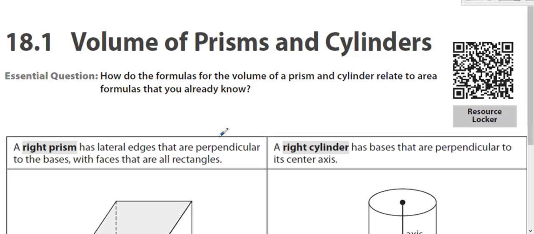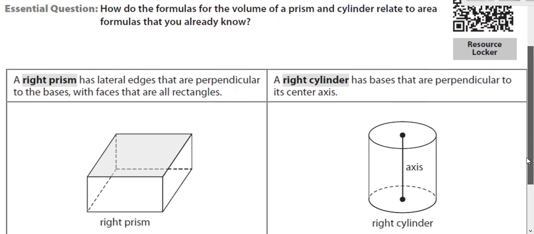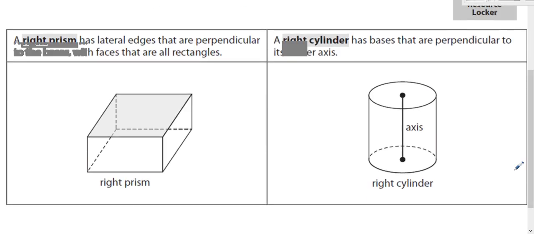So a prism, a right prism is what we're going to look at first, and a right cylinder just means that it's perpendicular to the base. It's got right angles. If you look up from the ground, the base of it, the sides all form right angles. That's why it's called a right prism or a right cylinder.